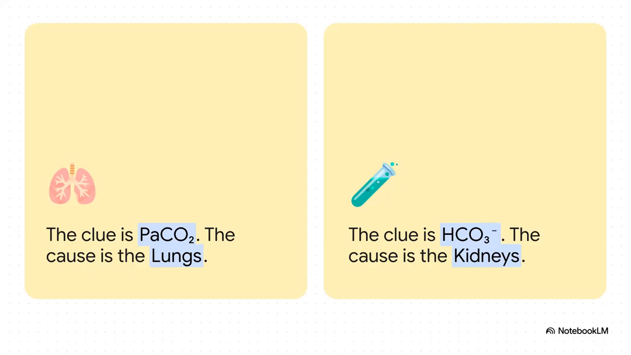So once you know if it's acidosis or alkalosis, you gotta play detective and find the cause. Is the PaCO₂ off? Well, that's a respiratory issue, a problem with the lungs. Or is the HCO₃- the one that's out of whack? That points to a metabolic problem, something the kidneys are dealing with.